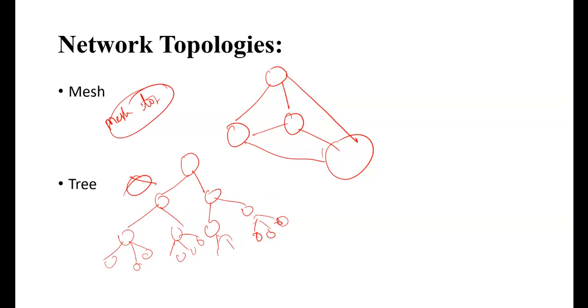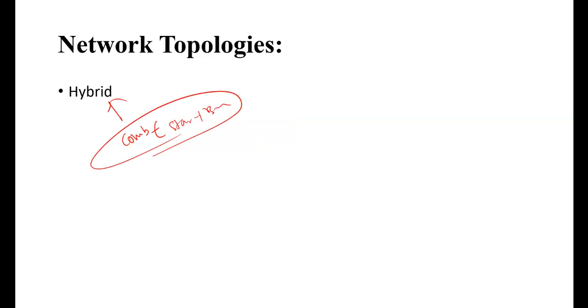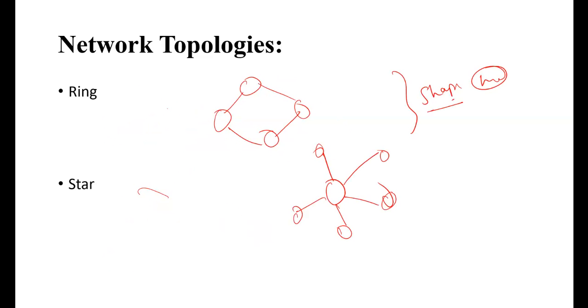And hybrid means a combination of all the things, such as star topology or bus topology. A combination of topologies is called hybrid topology. So any questions regarding network topologies?